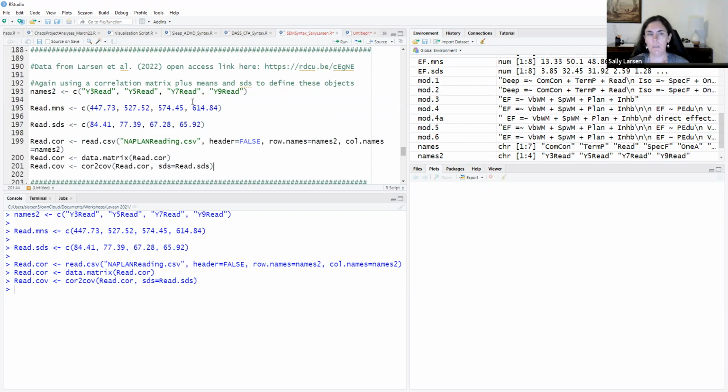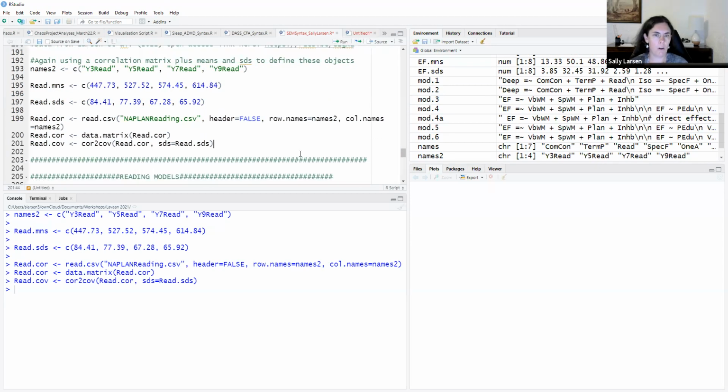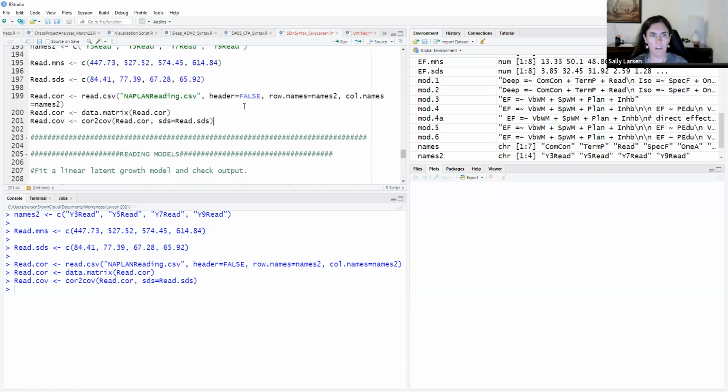So what I've done is I've just imported the mean scores and the standard deviations from my correlation matrix from the paper. And then I've done the same as before. I had the correlation matrix in a CSV file and I've just brought that in.